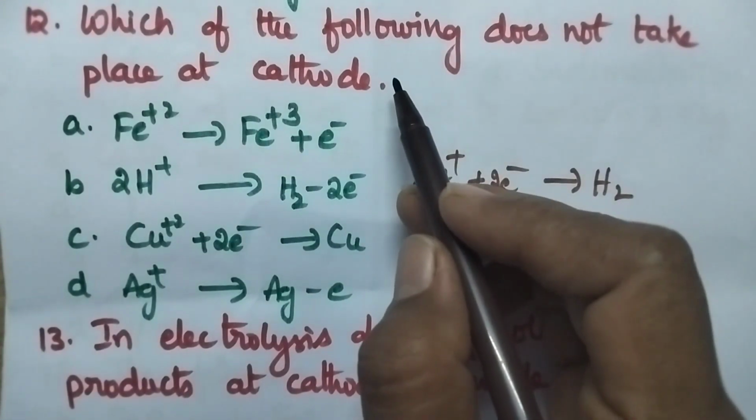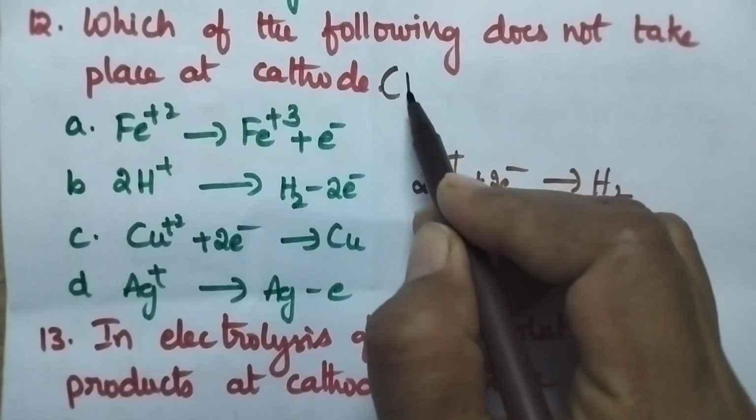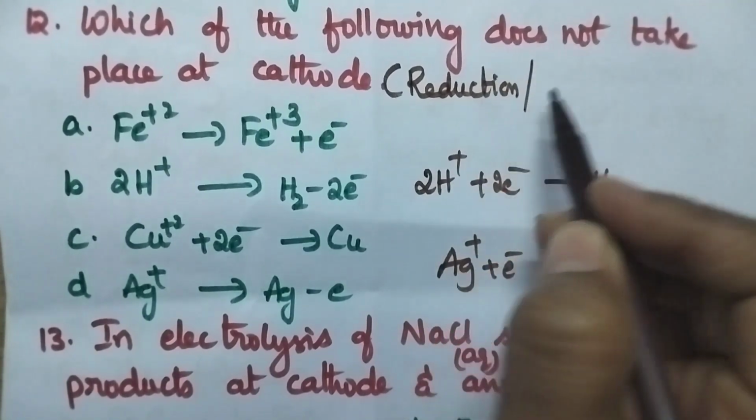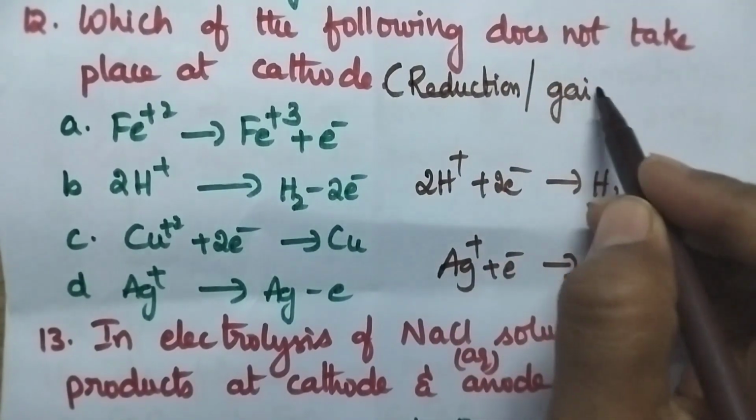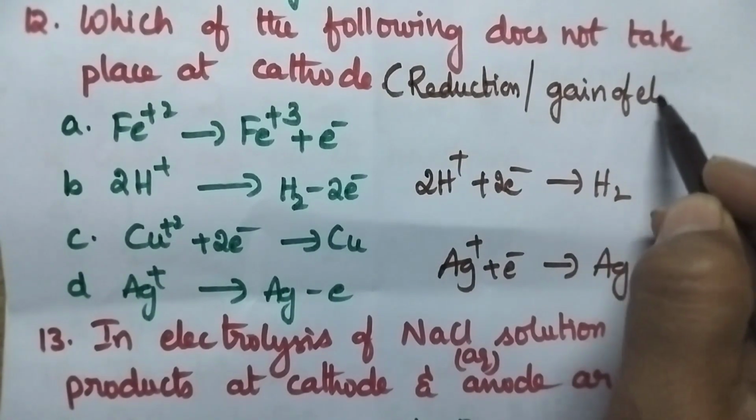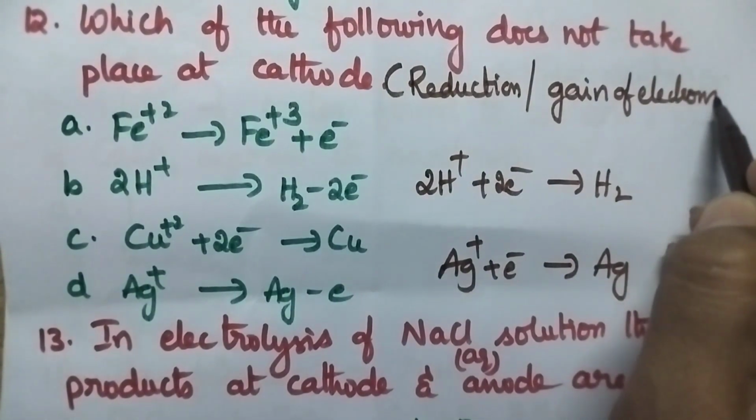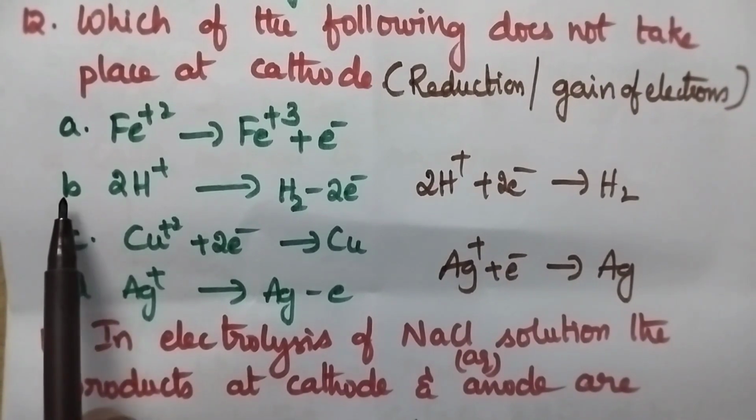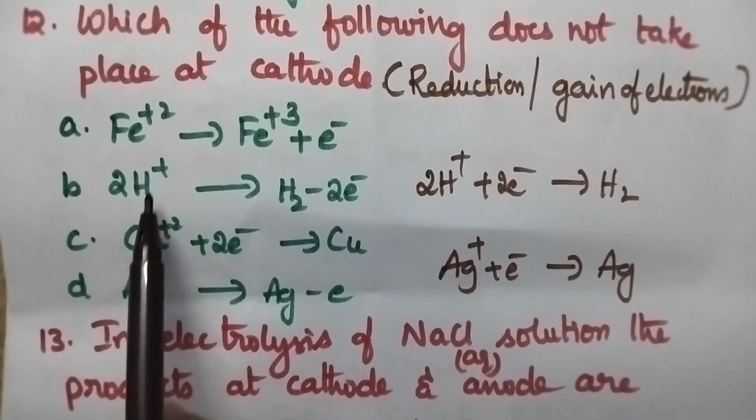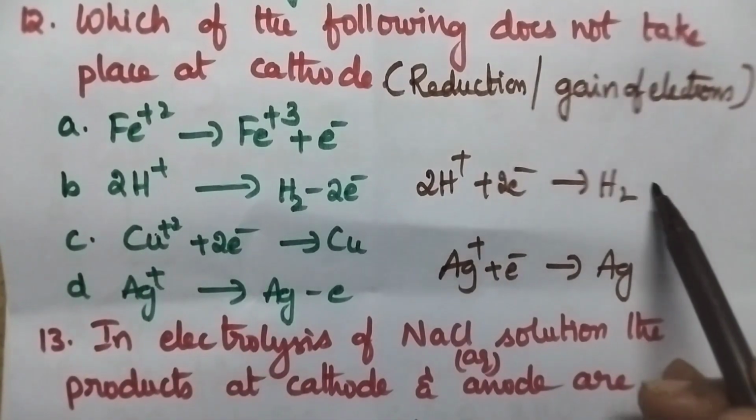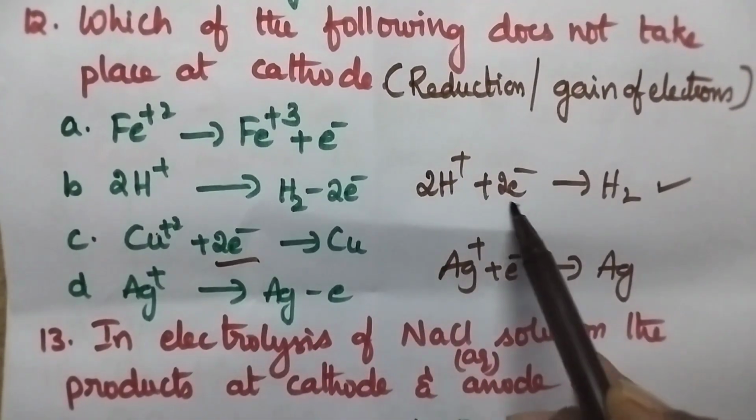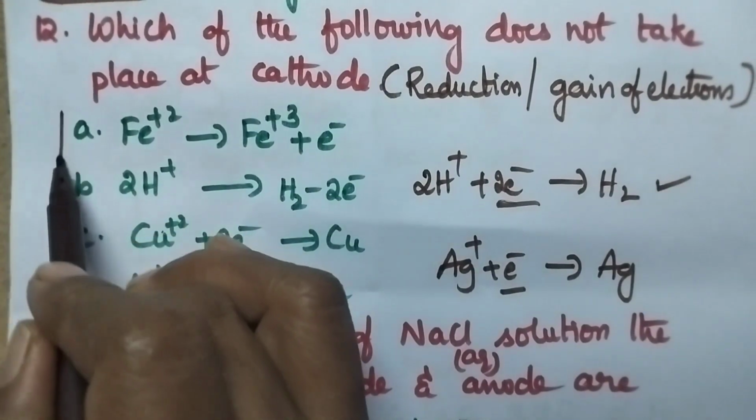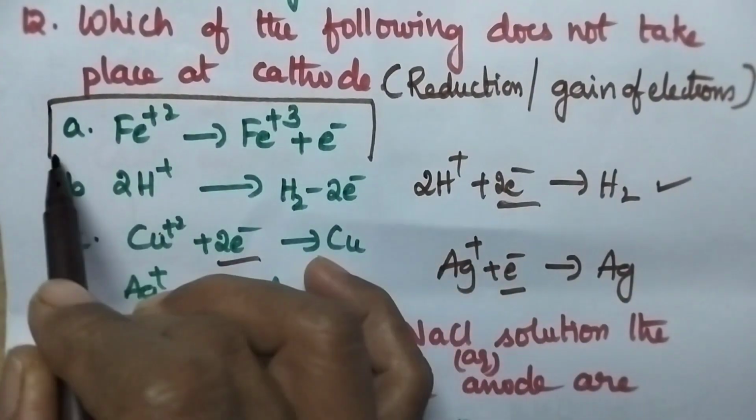Here, what is the reaction that takes place at cathode? That is reduction. Reduction means it involves gain of electrons. Here B, C, D, all the three equations involve gain of electrons. Hence option A, it will not take place at cathode.